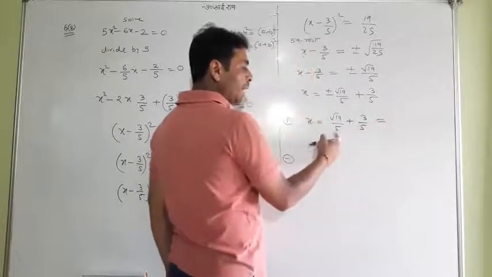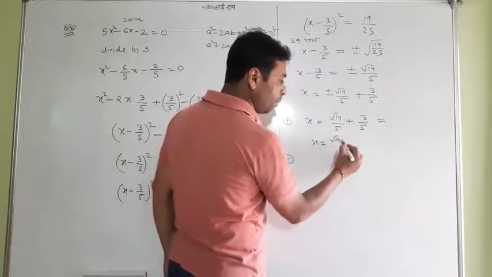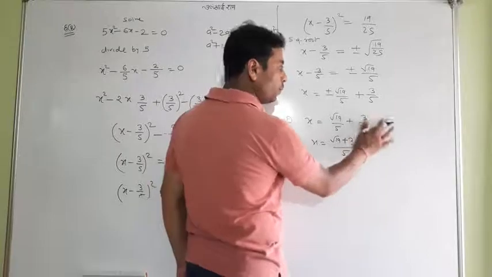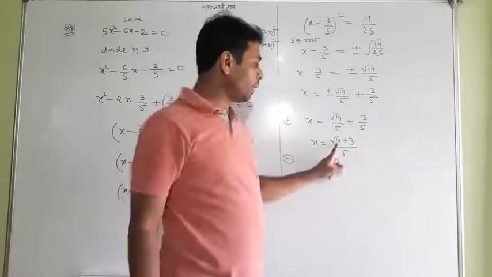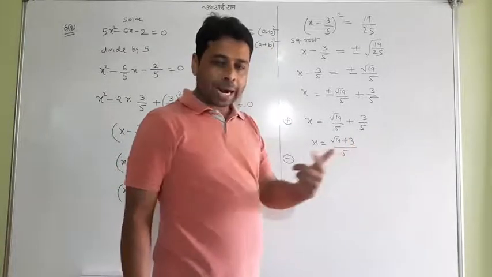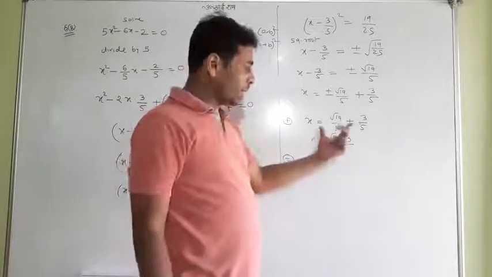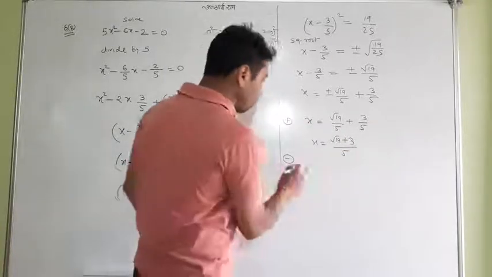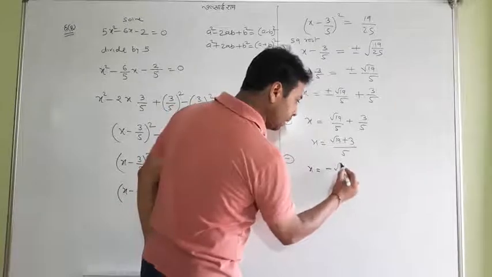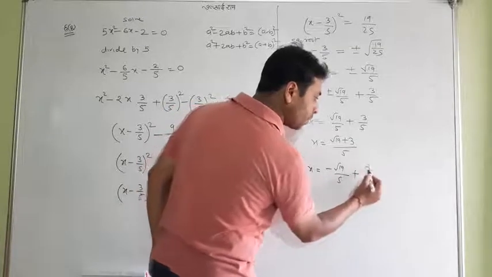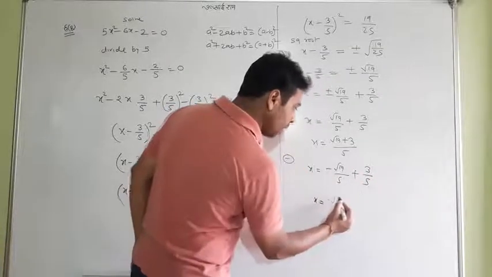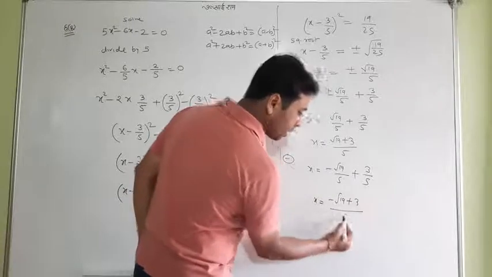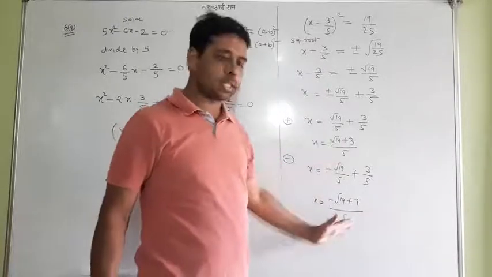And after taking an LCM, it's going to be (√19 + 3)/5. You know that this is under root 19, and this is a 3. Both cannot be added numerically, so as it is, it will be written. And then the minus sign: x is equal to (−√19 + 3)/5, both taken after the LCM. It is just like that. So this is the first answer, this is the second answer.